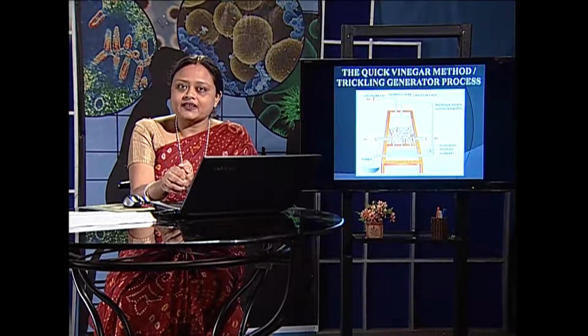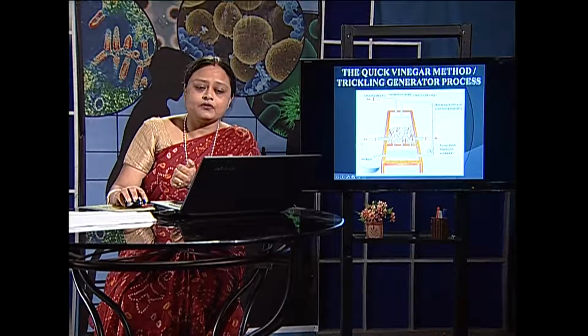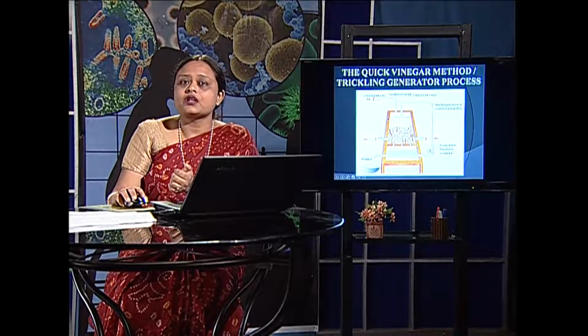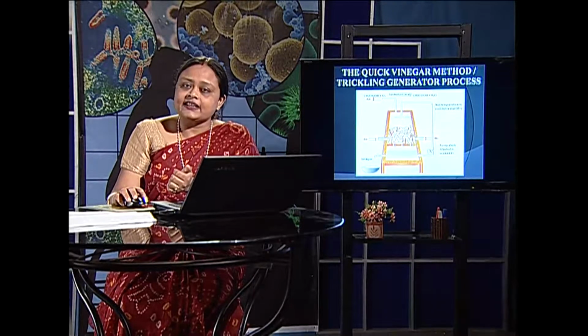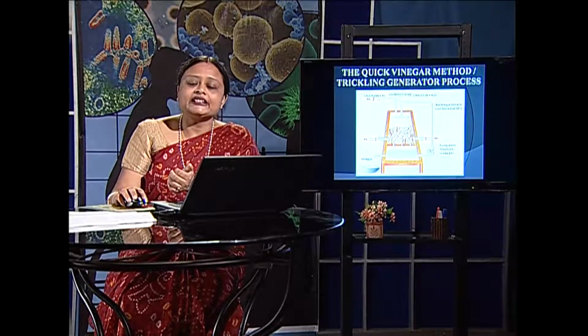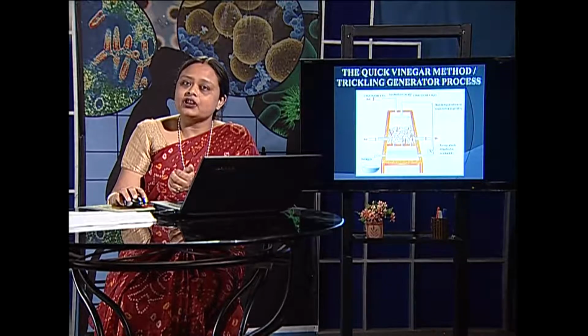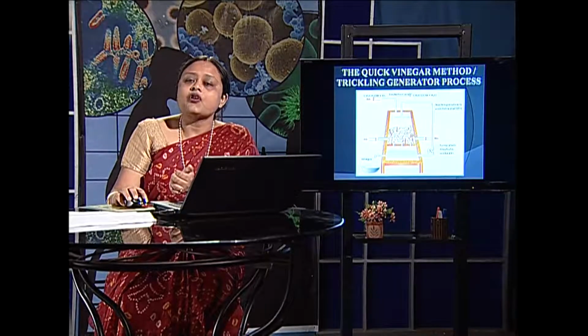We have an apparatus here, as you can see, again made of wood. It is very interesting to note why we are using wood for producing vinegar. Because vinegar is acetic acid, and acid would react with other container materials but would not react with wood. That is why wood is the most preferred material for making the bioreactor or fermenter where the vinegar is getting produced.